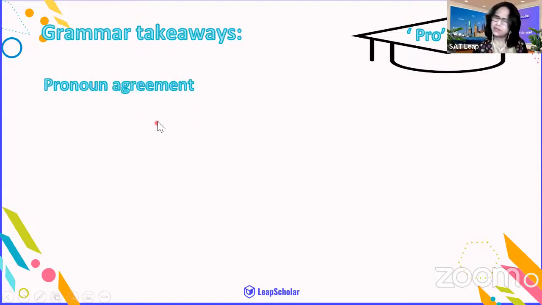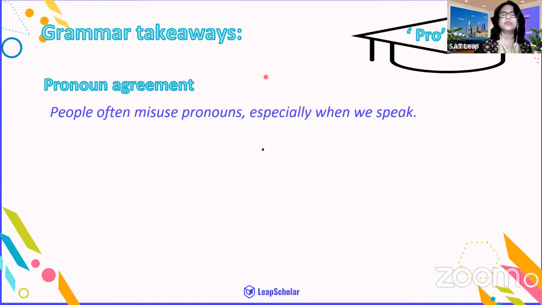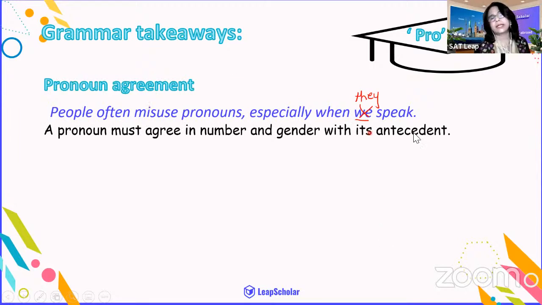One is pronoun agreement. We have already discussed this; I'm just revising it for you. People often misuse pronouns, especially when we speak. What is the pronoun in this sentence? Quick. "They" is not here, right? Yes, it should be "they." "We" is plural, "people" is the antecedent and is plural, but "people" is not "we"; it is third person, and I should use "they." Yes, very good. Pronouns should agree in number and gender with the antecedent.